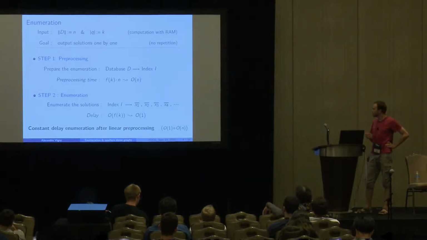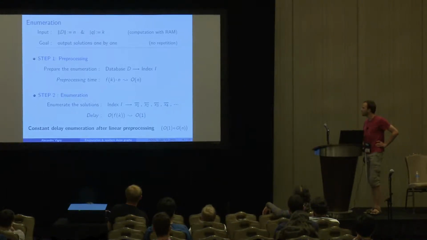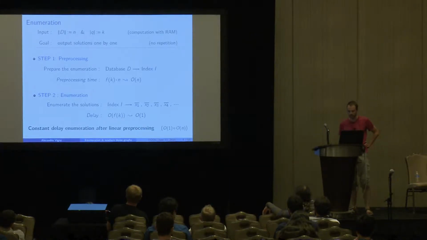Using the index, you will produce solutions one at a time, a first solution, a second solution, and so on. And the delay is the time between two consecutive outputs. So what we want is a linear pre-processing followed by a constant delay. And we talk about constant delay enumeration after linear pre-processing.